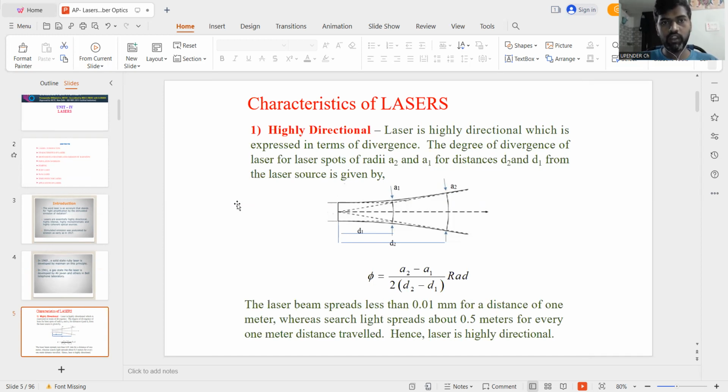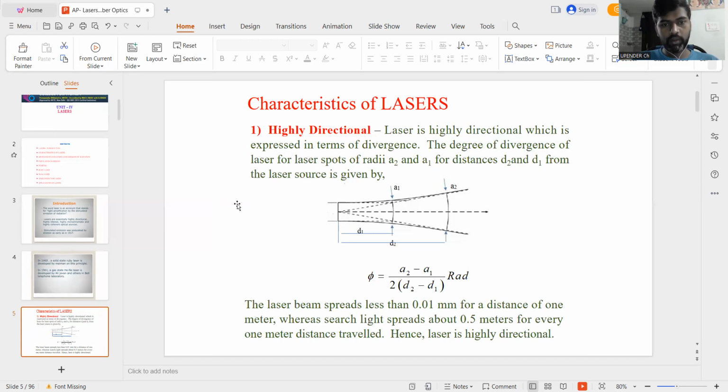The first one is high directionality. A laser is highly directional, which is expressed in terms of divergence. The degree of divergence of a laser, for laser spots of radii A1 and A2 at distances D1 and D2 from the laser source, is given by theta equal to A2 minus A1 divided by 2 into D2 minus D1 radians.